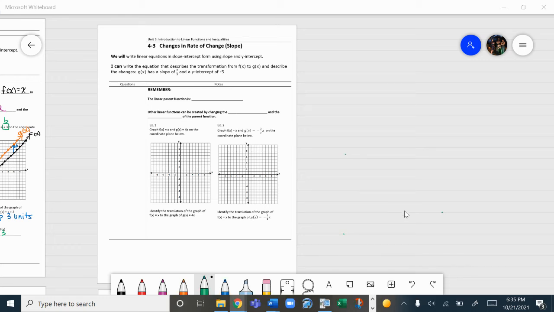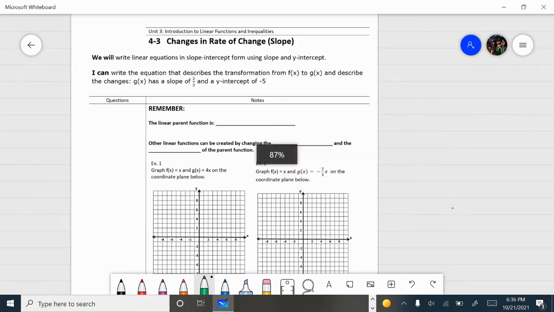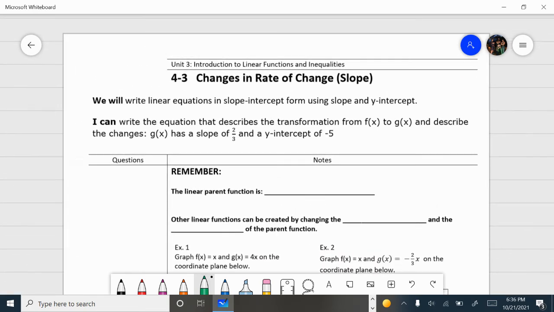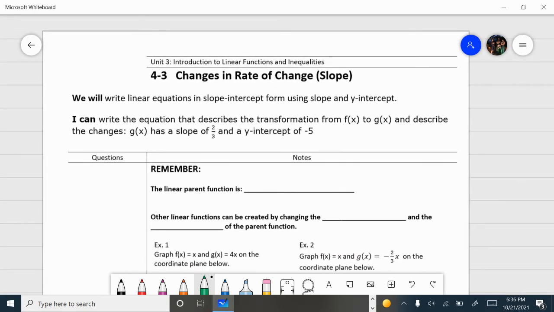Hi, everybody. So today we're going to talk about changes in rate of change, or changes in your slope. What happens to a graph when we change our slope? Yesterday's video talked about changes in our y-intercept and how that affects our linear functions. So today we're looking at changes in slope and how that affects our graph.